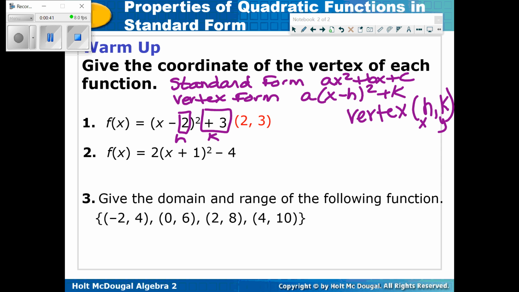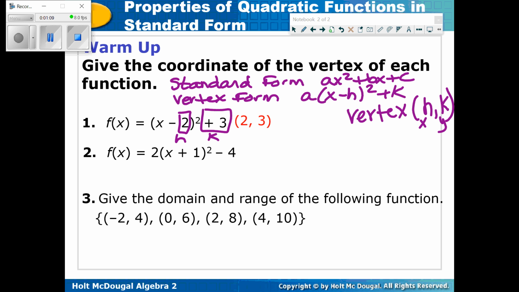So if we look at this first example, f of x equals (x minus 2) squared plus 3, the h is just the 2. Notice in the formula, it's a minus h. So the minus sign does not go with the h. So h is just 2, and then the plus 3 tells you it's a positive 3 for the k, and your vertex becomes (2, 3).